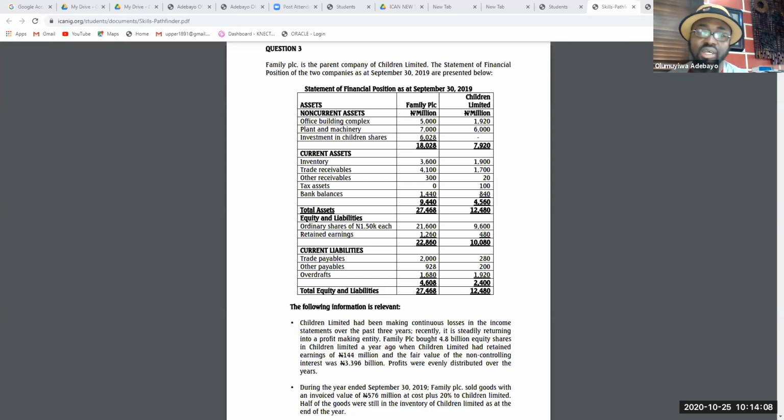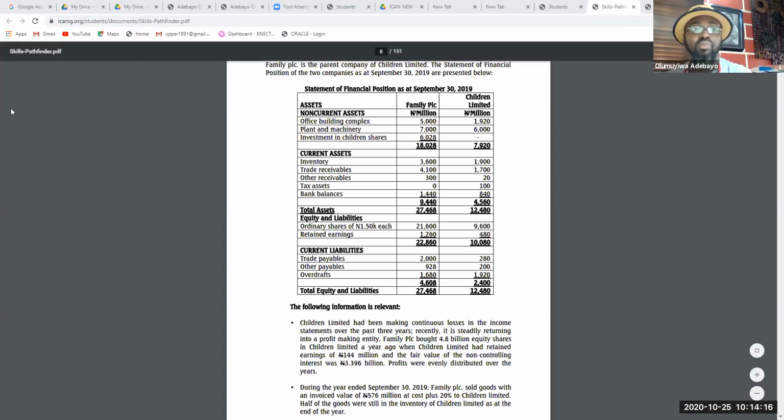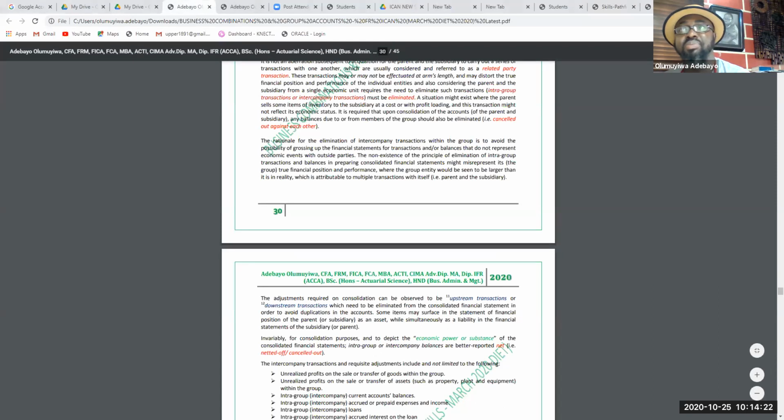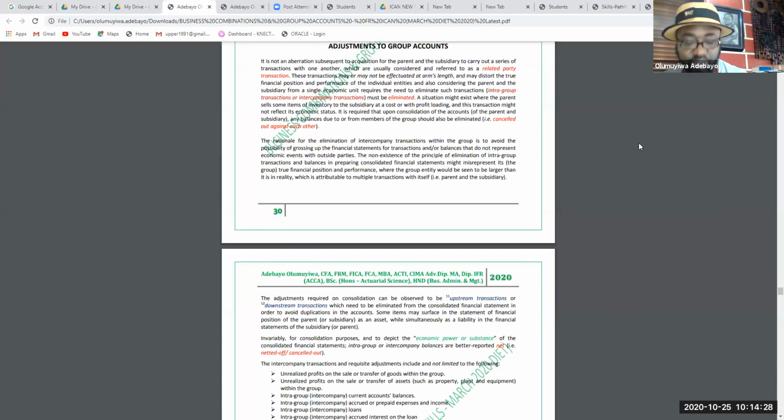And let's go back to our material. Let me try and share the screen based on our material. Okay, this was where we stopped yesterday, and we are to start from adjustment to group account.